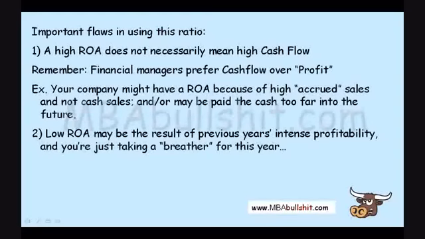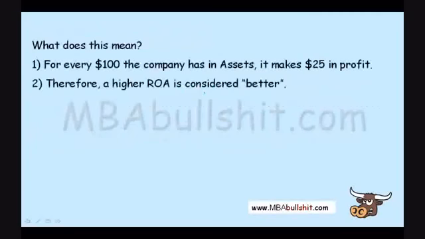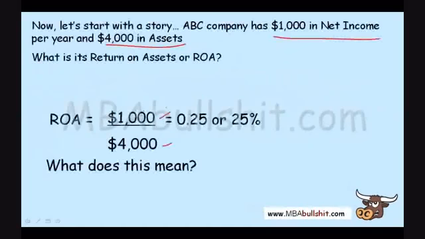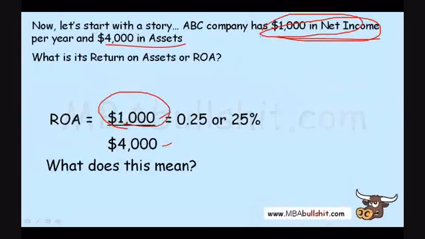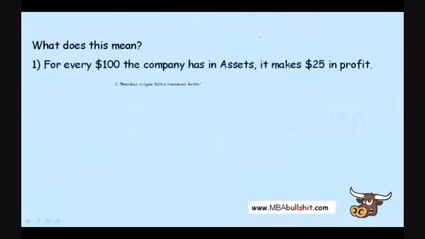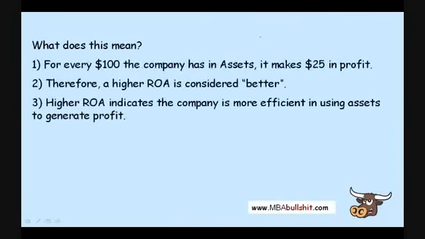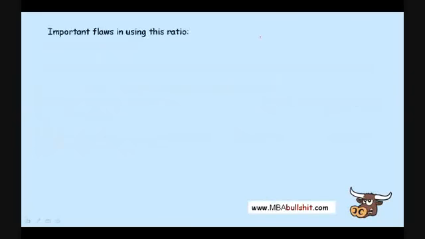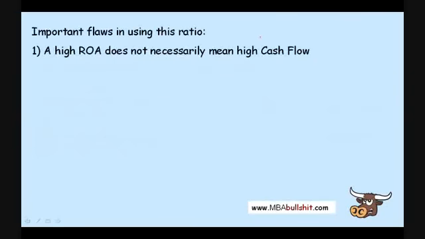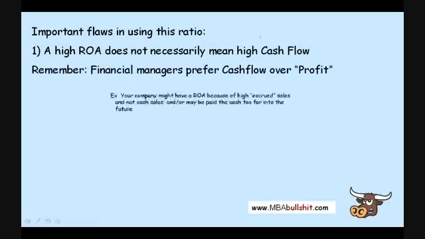Because remember, when you compute ROA here, this $1,000 is actually the net income of the most recent year, not this year, because this year is not yet finished, so you still do not have the figure for profit for this year, because this year has not ended yet.